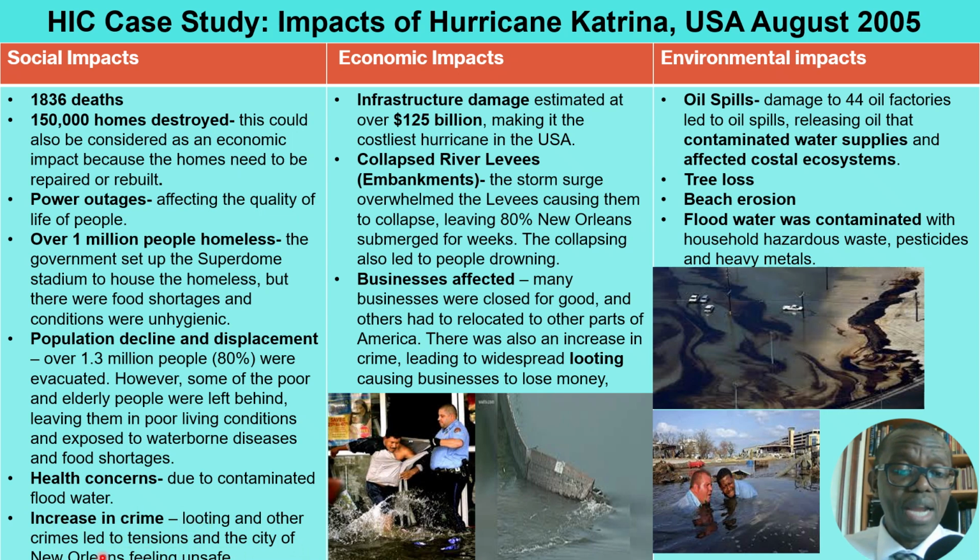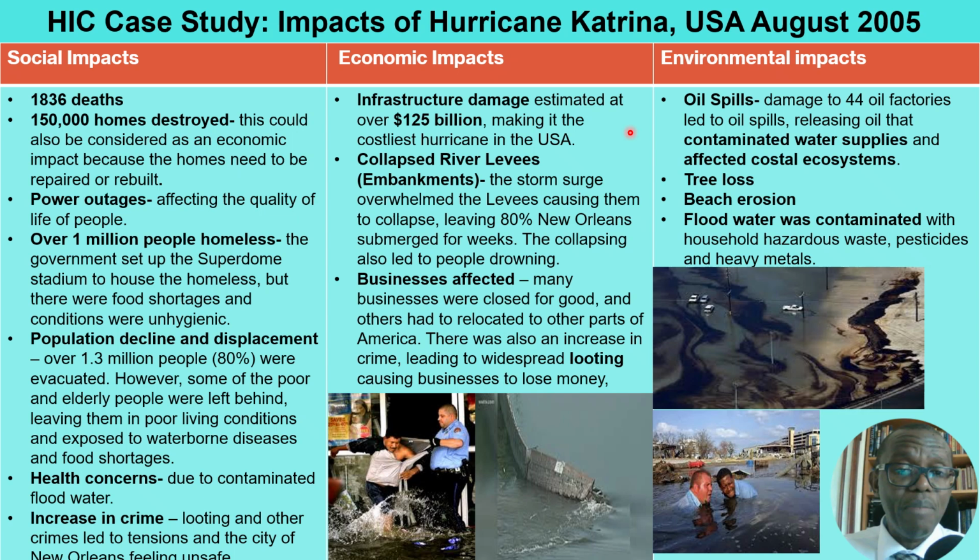So looting and other crimes led to tensions in the city of New Orleans, and people felt unsafe. Okay, so that again is a social impact when there are tensions within a particular area and people do not feel safe. Then, as far as the economic impacts are concerned, the infrastructure damage was estimated at over $125 billion. Now that's a lot of money because it was actually the costliest hurricane in the USA.